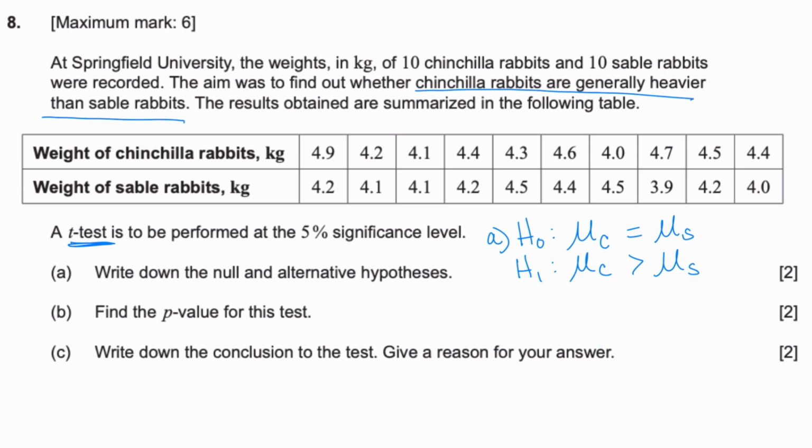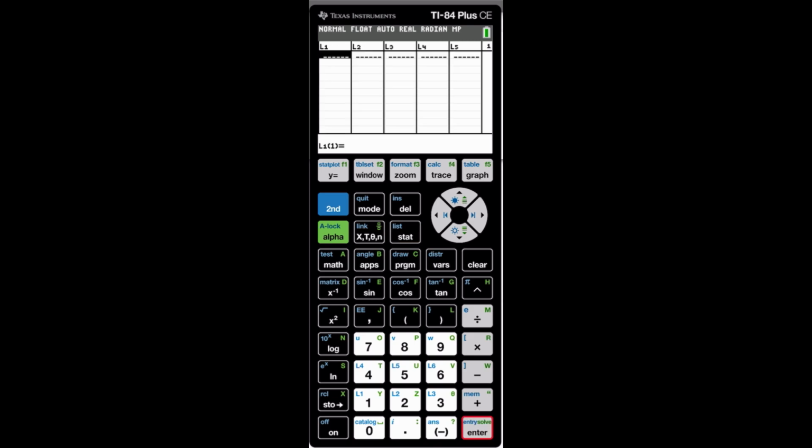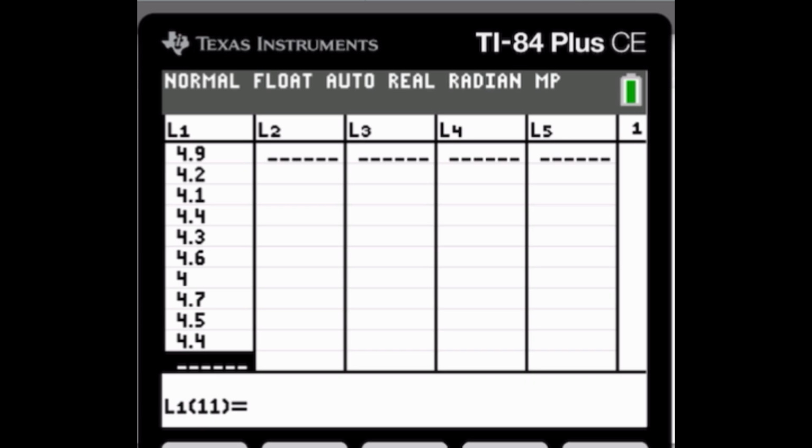In order for us to find the p-value for this test so that we can answer part B, we're going to have to use the calculator to run the test. You're going to go to Stat, Edit. Under List 1, we're going to put the weight of the chinchilla rabbits from the problem, which is 4.9, press Enter, 4.2, press Enter, 4.1, 4.4, 4.5 and 4.4.